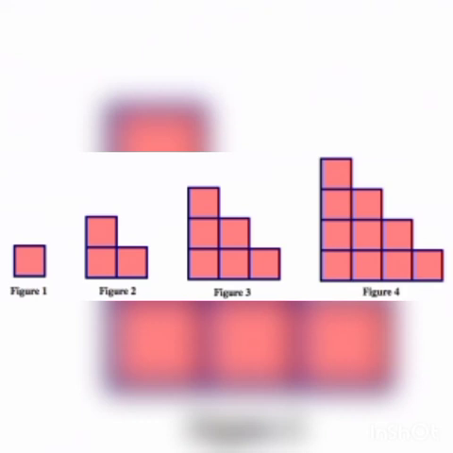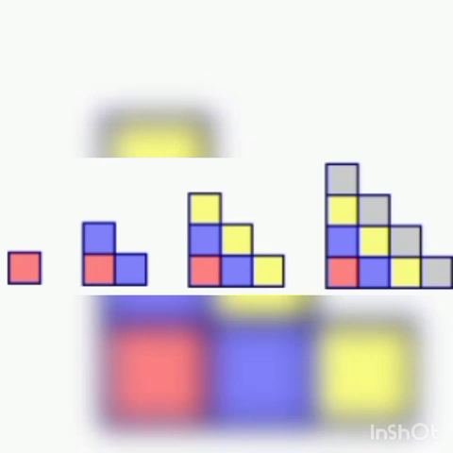We can see one more example. First figure, 1 square. Second figure, it is 3. Third figure, it is 6. And it goes on. So the pattern keeps growing. So it is called growing pattern.